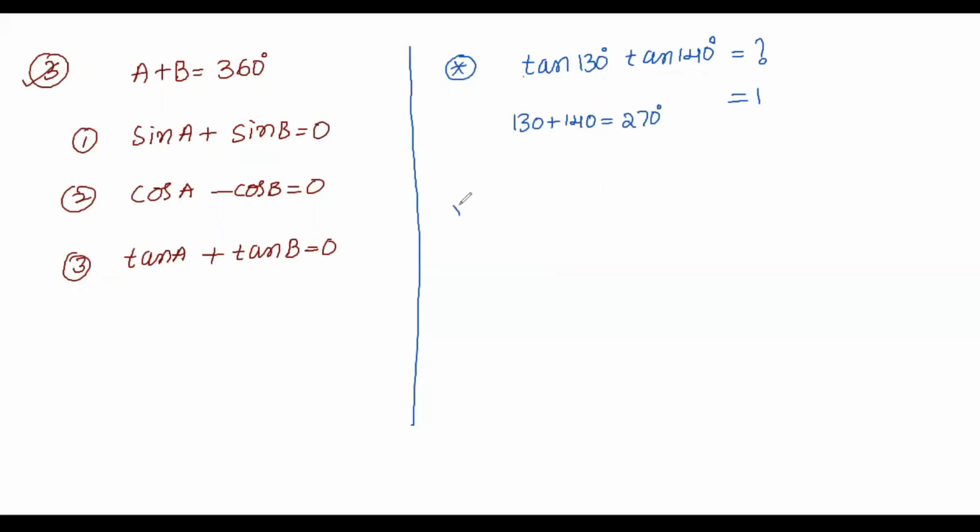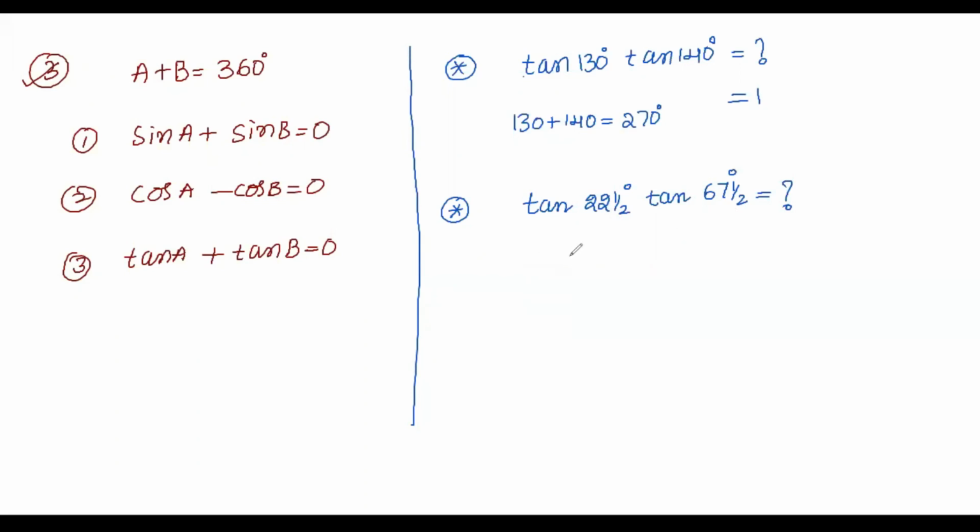But sometimes the question will be in half angles also. The question may be in terms of half angles, like tan 22.5 degrees into tan, if you remove 90, 67.5, no? So tan 67.5 degrees is equal to how much? If this is the question, then how to solve, guys? What is the value of tan 22.5 degrees into tan 67.5 degrees?